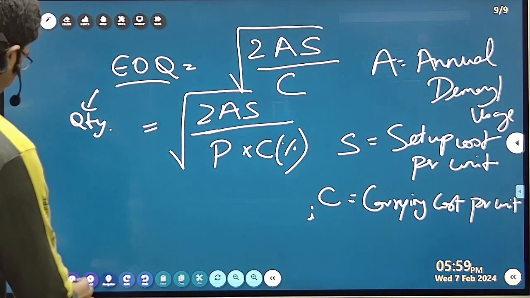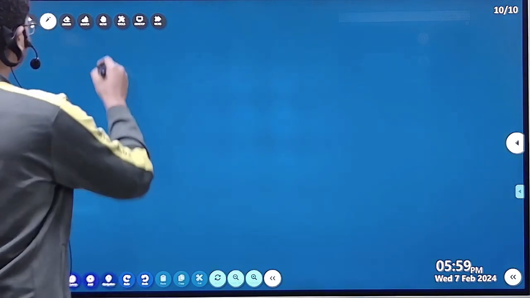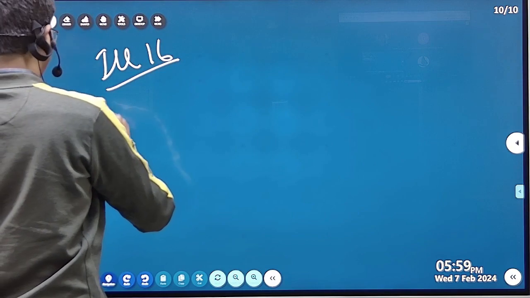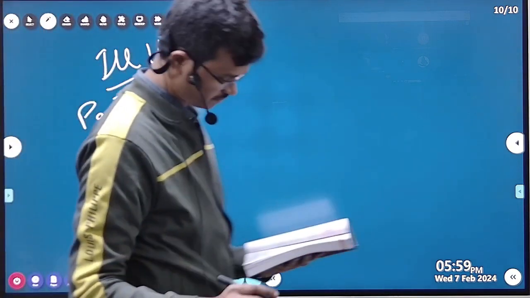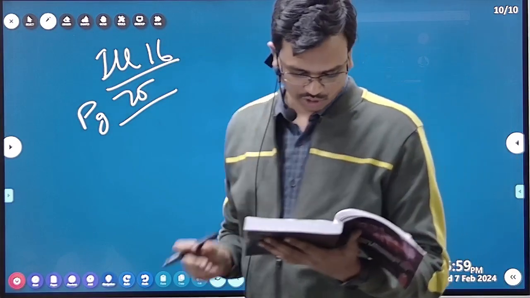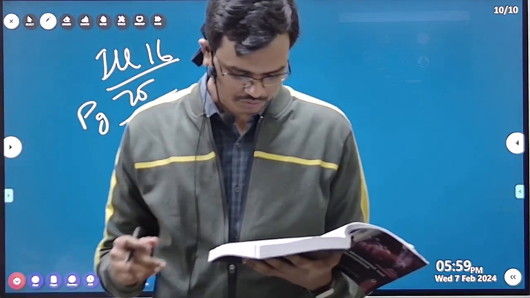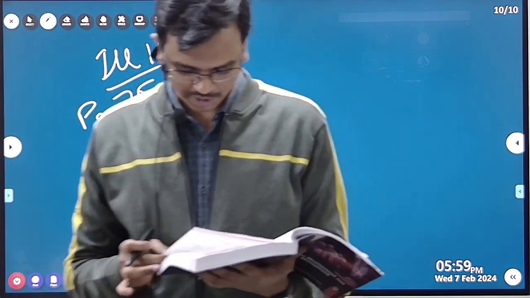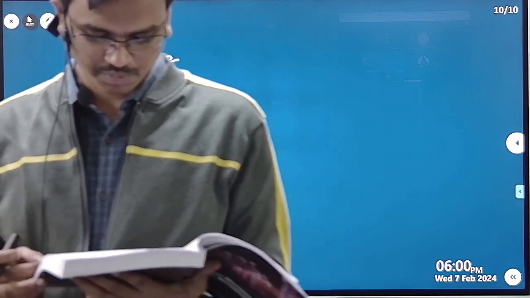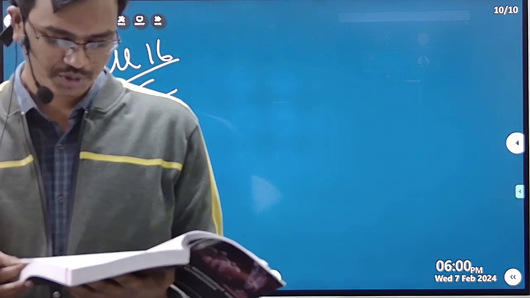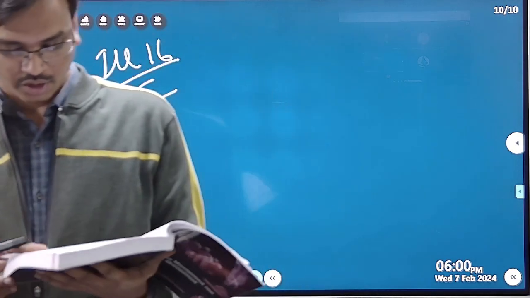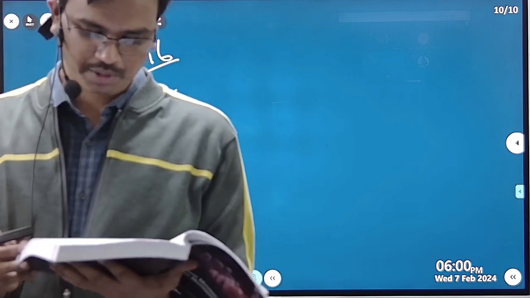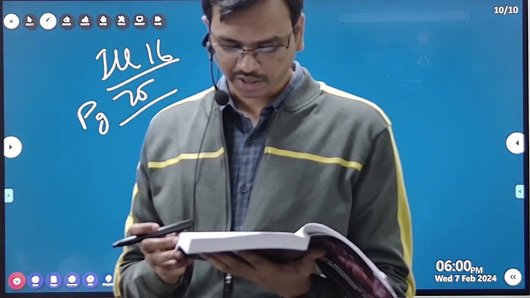Fine. Let's solve a problem based on this concept. We are looking at illustration 16, page number 75. He says the monthly requirement of raw material for a company is 3000 units. The carrying cost is estimated to be 20% of the purchase price per unit, in addition to rupees 2 per unit. The purchase price of raw material is rupees 20 per unit. The ordering cost is 25 per order. You are required to find EOQ.